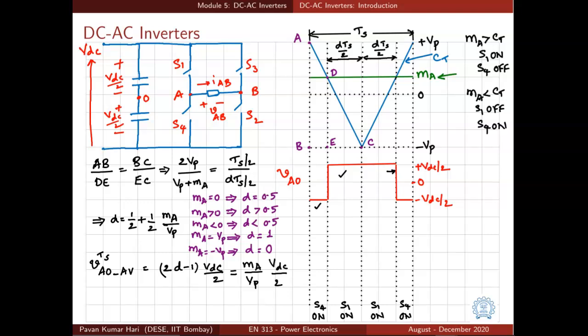And the peak value of Ct is Vp, the absolute peak. So for a given Vp, let us look at the relation between D and Ma. When Ma is equal to 0, D is equal to 0.5. When Ma is greater than 0, D is greater than 0.5, and when Ma is less than 0, D is less than 0.5. And when Ma becomes equal to Vp, D is equal to 1, and when Ma is minus Vp, D is equal to 0. What do we understand from this?